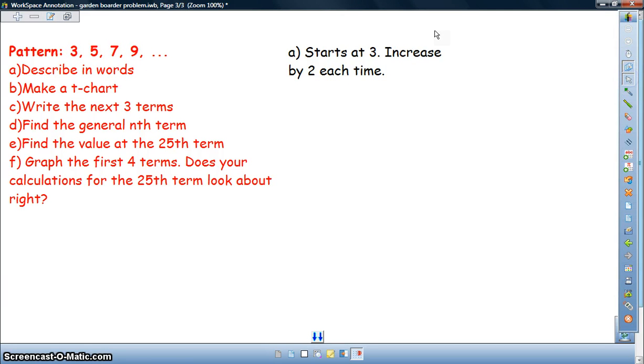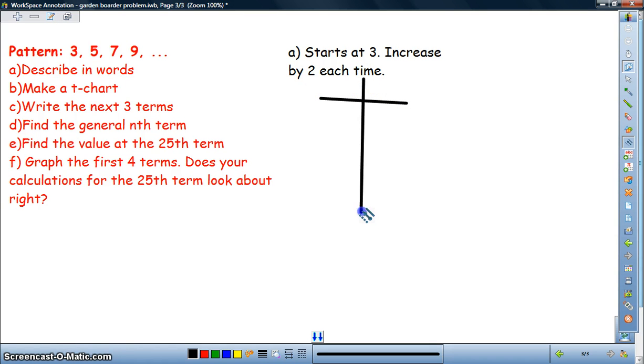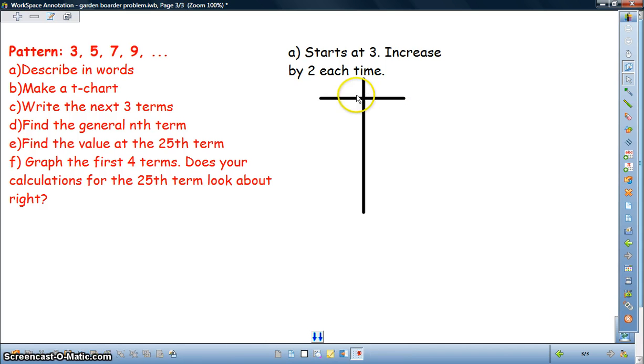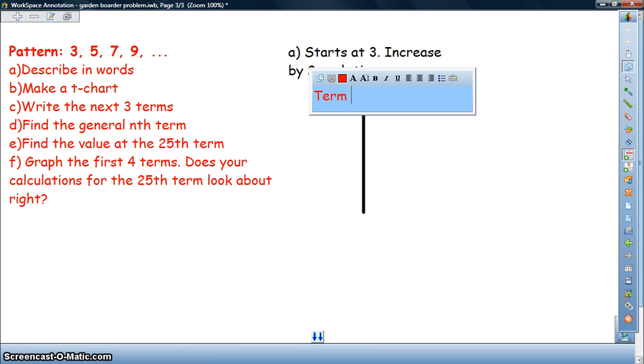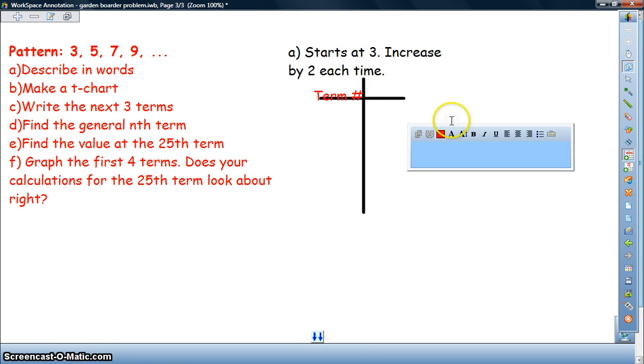So now let's put it into a T-chart. Now, when possible, we do want our titles at the top to be specific to our example. So if it has a context like a fence or walls or bricks, we want to use those words in the top of our chart. When we don't have those specific words, well then we can say the term number and term value.